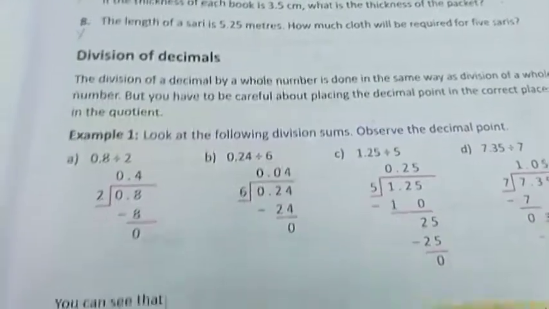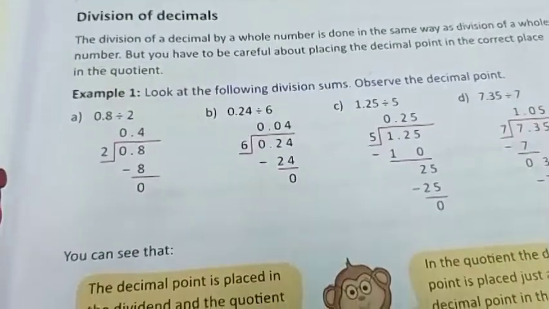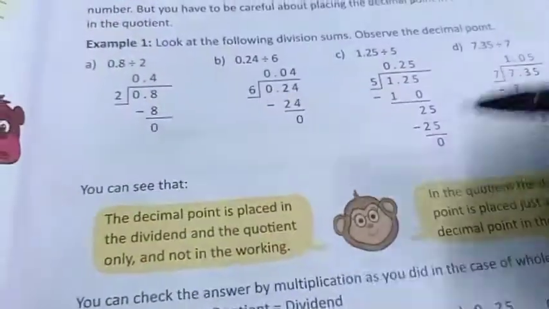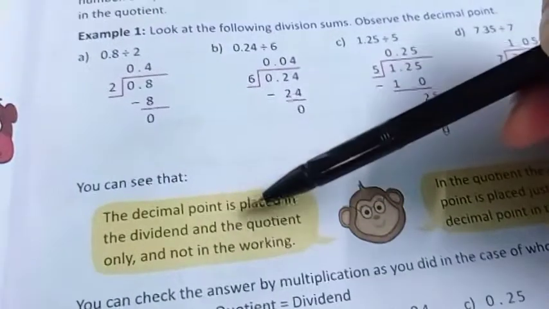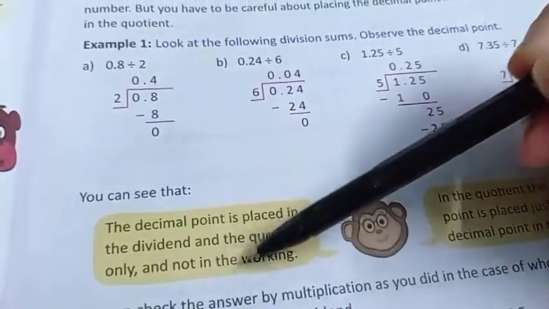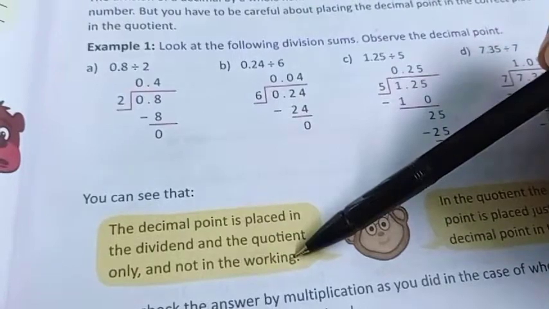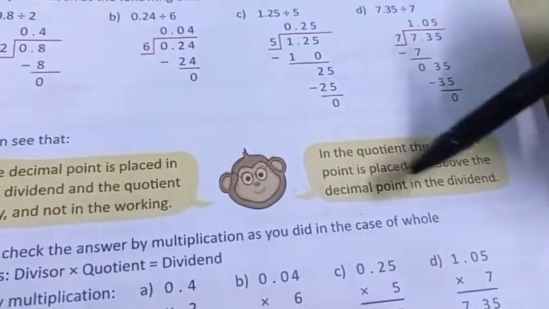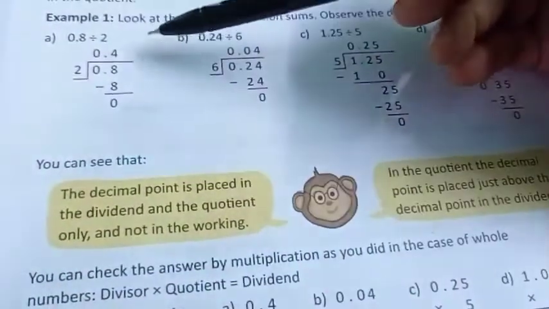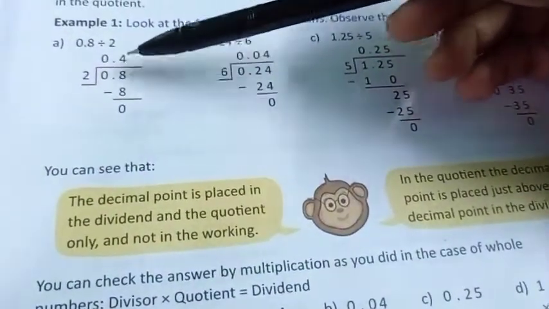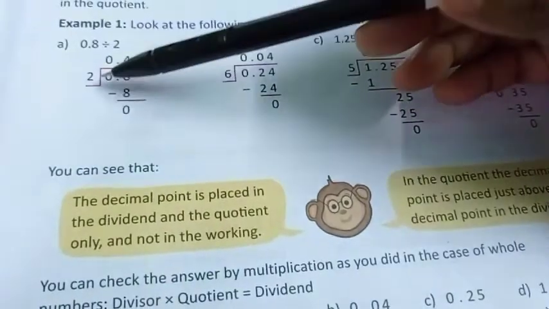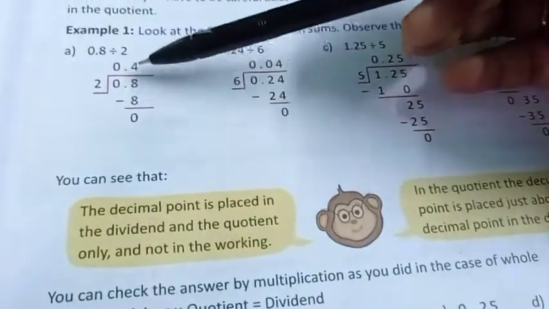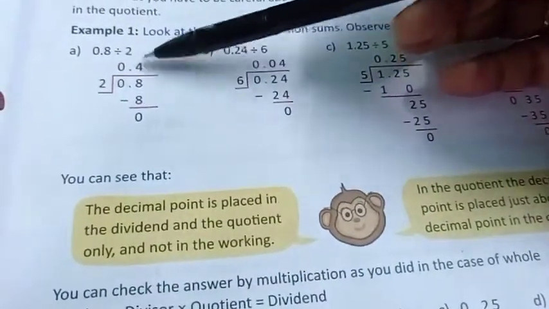Okay, now let us go to division of decimals. In division of decimals, you see, two things are given. The decimal point is placed in the dividend and the quotient only, and not in the working. In the quotient, the decimal point is placed just above the decimal point in the dividend. So we put the point only in the case of the dividend and the quotient, not in the divisor.